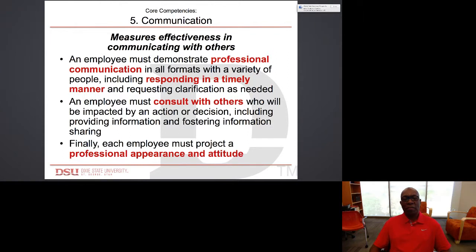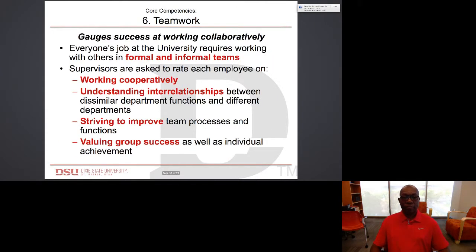Our fifth core competency, communication, measures effectiveness in communicating with others. An employee must demonstrate professional communication in all formats with a variety of people, including responding in a timely manner and requesting clarification as needed. An employee must consult with others who will be impacted by an action or decision, including providing information and fostering information sharing. Finally, each employee must project a professional appearance and attitude.